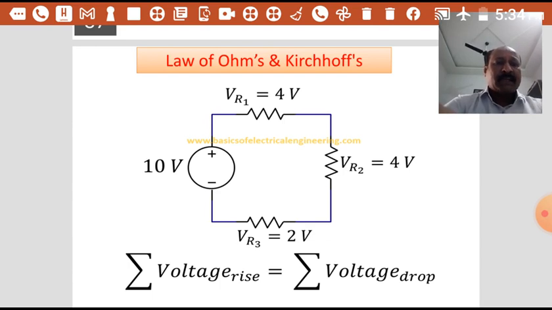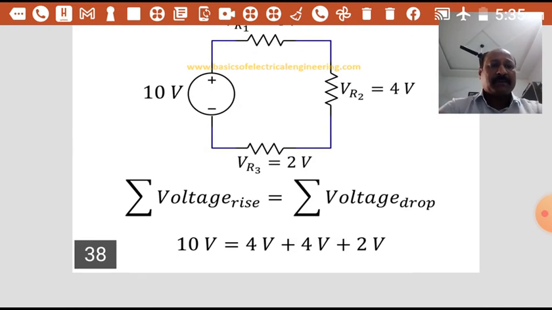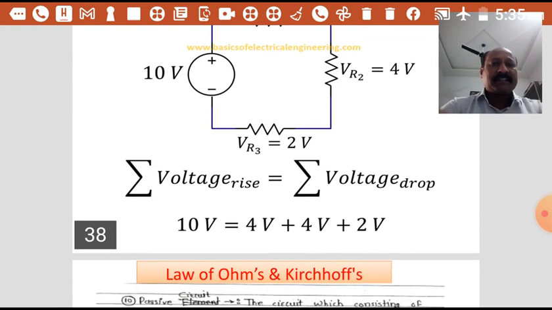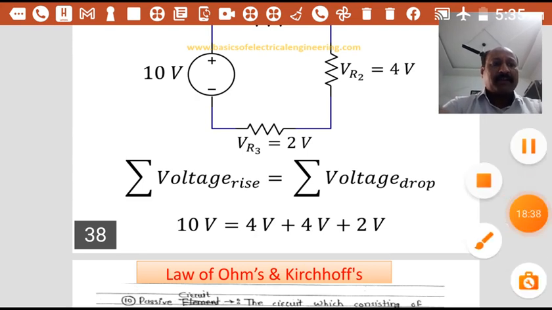So what is the law? It says that the summation of all voltage rises equals the summation of drops. So how many voltage sources are there? Only one voltage source, that is the 10 volt. Then what are the drops? First drop due to R1, second drop due to R2 and third drop due to R3. Means what? 10 volt equals 4 volt plus 4 volt plus 2 volt. So here Kirchhoff's voltage law is proved.